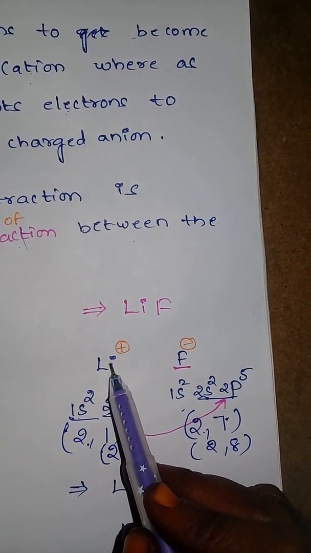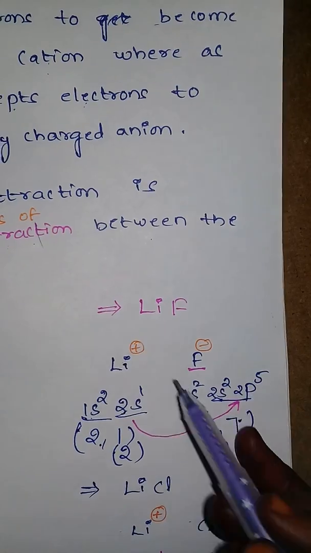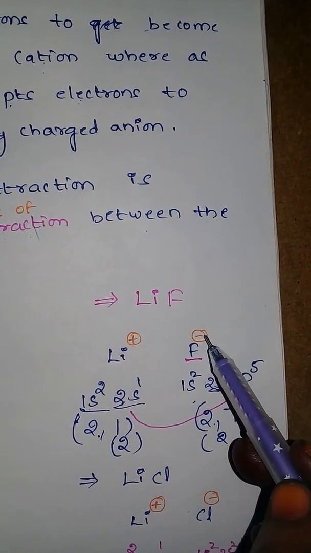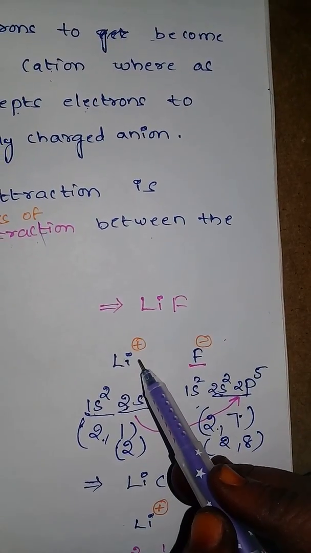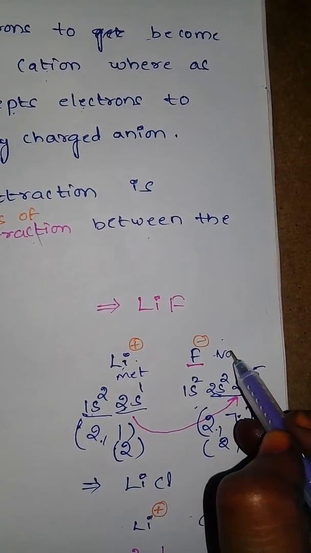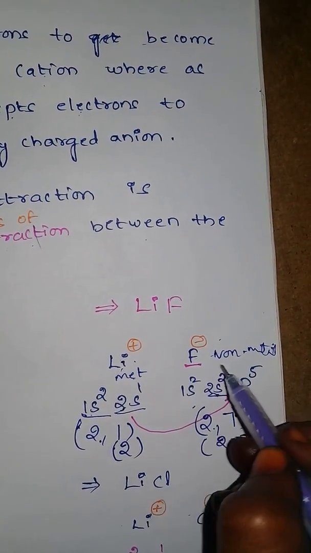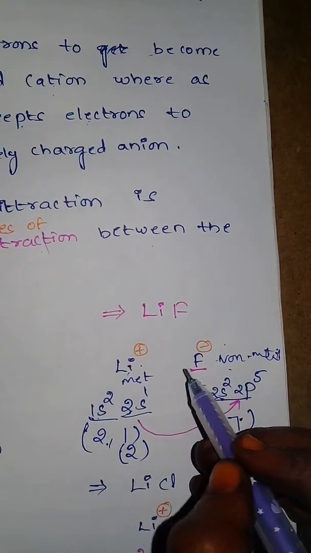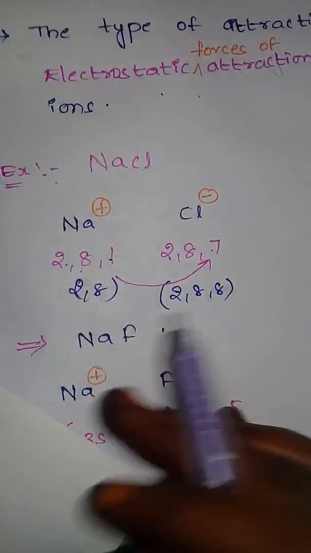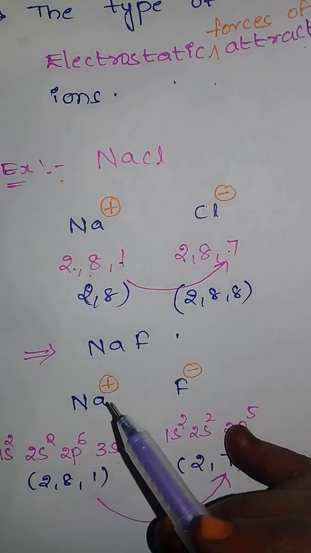The element which loses electrons attains positively charged cation. The element which accepts electrons attains negatively charged anion. Lithium is metal and fluorine is non-metal. Ionic bond is formed between metal and non-metal, and covalent bond is formed between two non-metals.